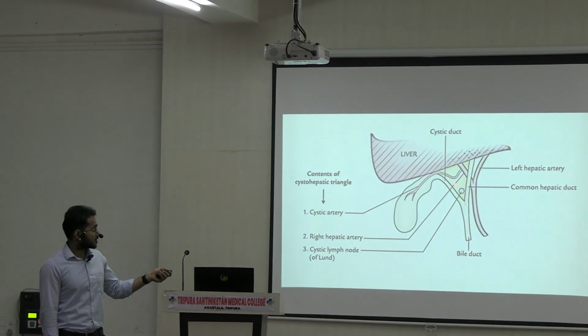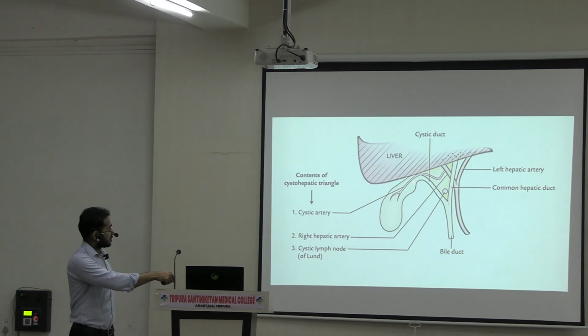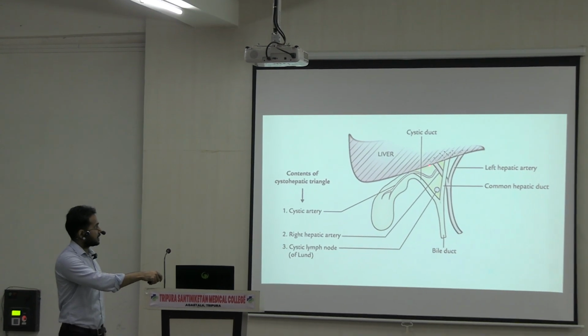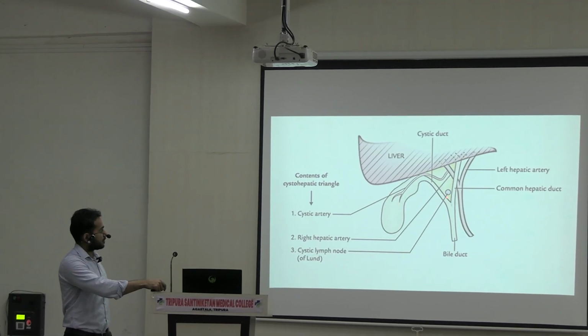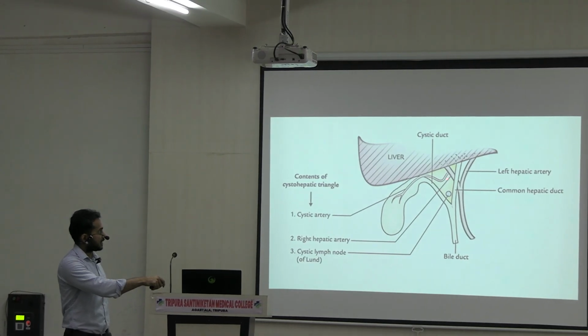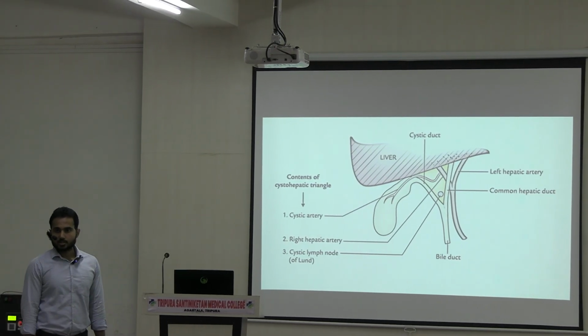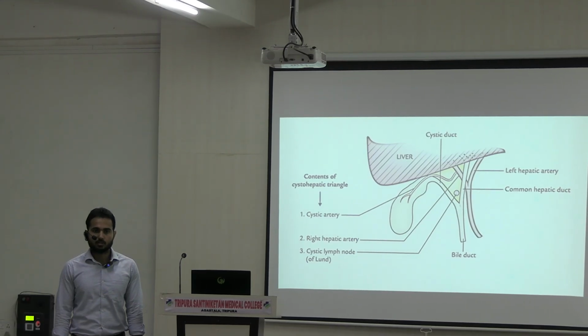See, this is the Calot's triangle. It is the triangular area formed by the undersurface of the liver, mainly the inferior border of the liver. The apex is formed where the cystic duct and the common hepatic duct join. This particular area is the Calot's triangle. We will discuss the Calot's triangle in detail in the next class.